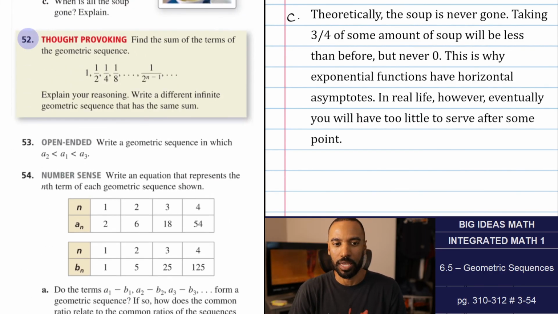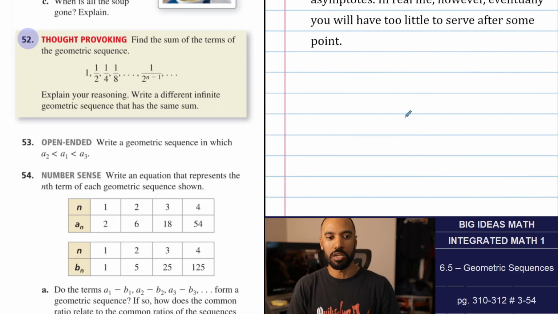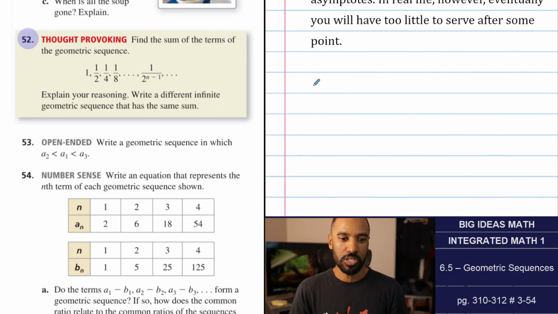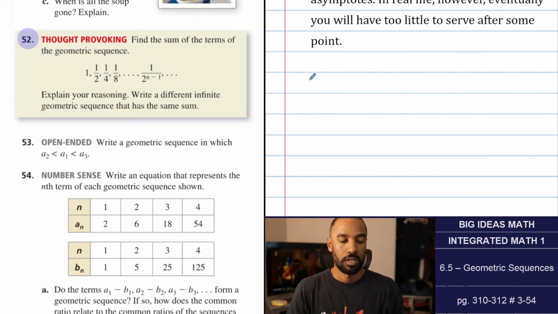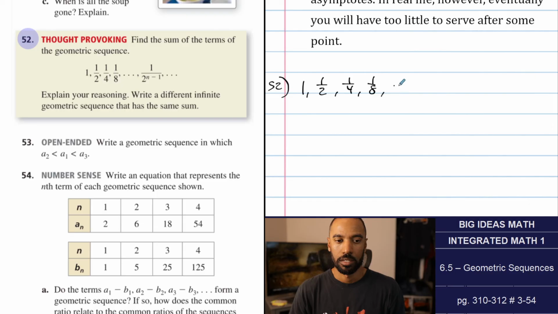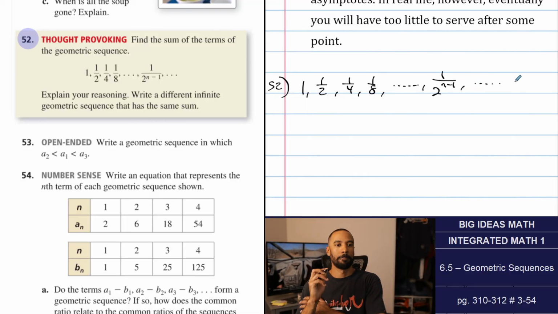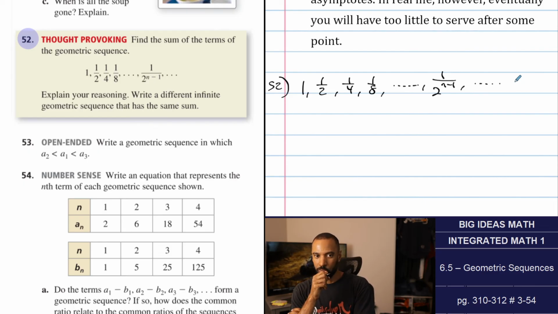Number 52, thought-provoking, says find the sum of the terms of the geometric sequence here. Explain your reasoning. Write a different infinite geometric sequence that has the same sum. Okay. I'm trying to decide how to do this without talking about geometric series. I mean, this is a series if you're finding the sum here. Is this an infinite geometric series or finite?